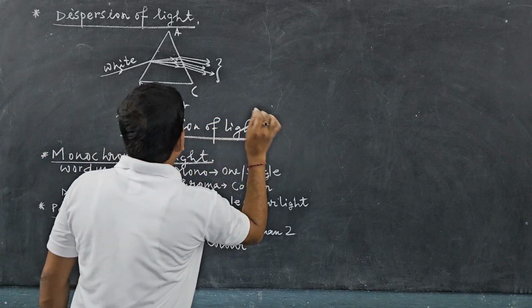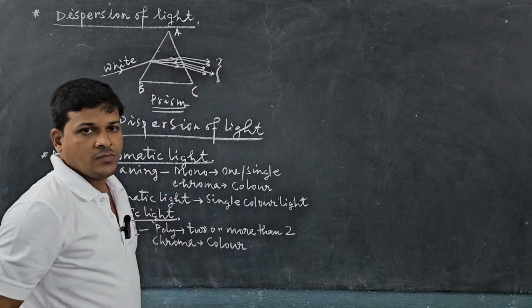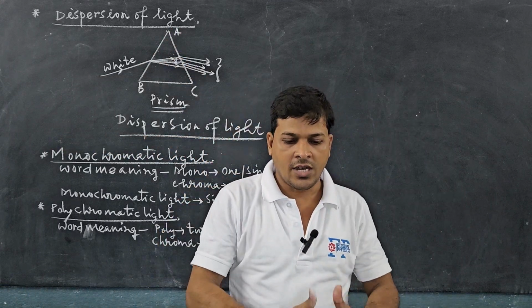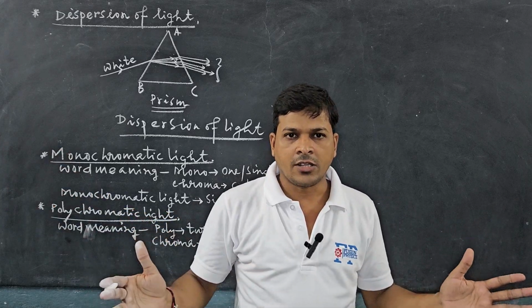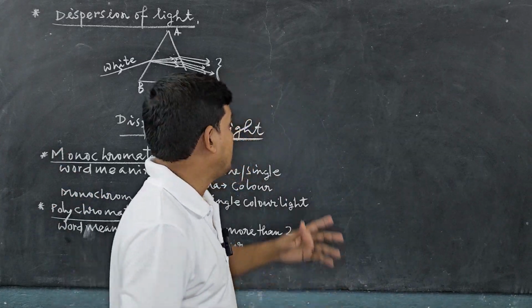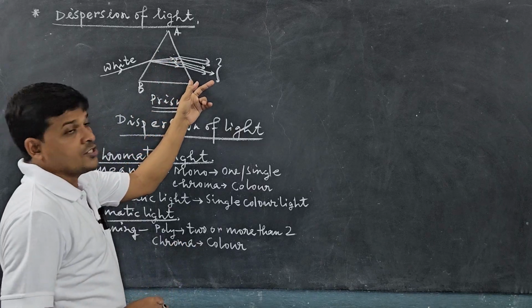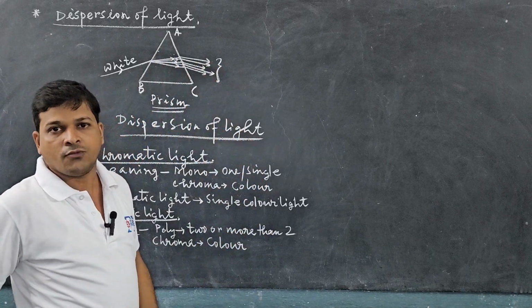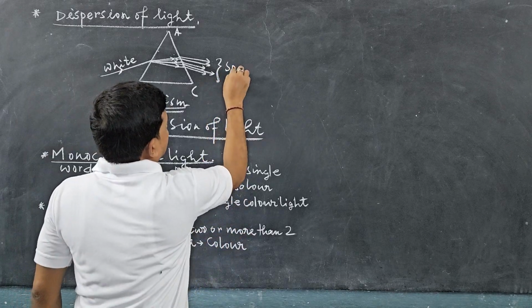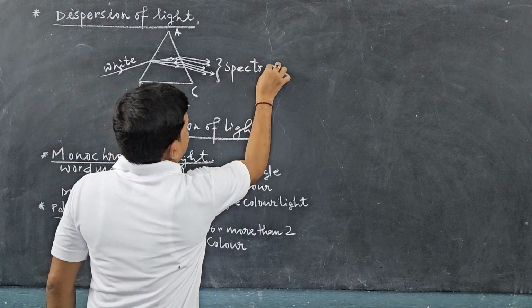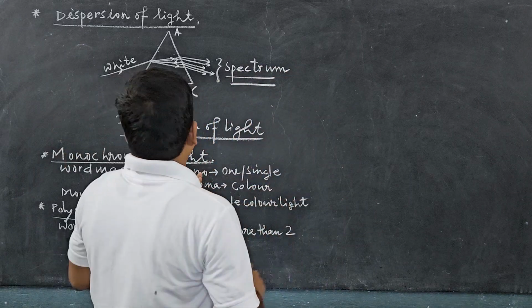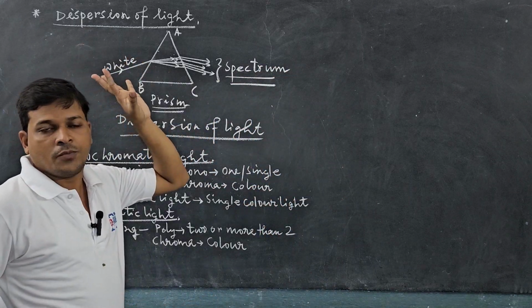The medium here, ABC, is the prism, through which when polychromatic or white light passes, the white light splits, or dispersion occurs. That is called the dispersive medium. So the ABC prism is a dispersive medium, and the band of colors formed after the dispersion of white light is called the spectrum. This is the spectrum. So this is the dispersion of light, this optical phenomenon.